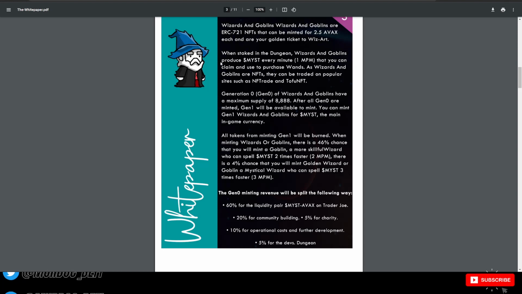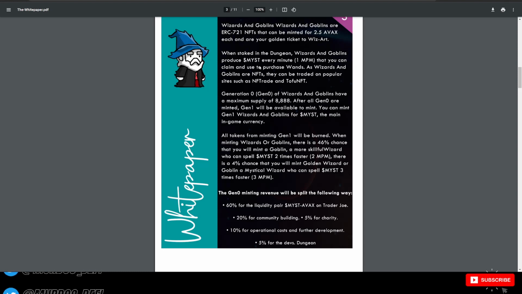So reading on here, when you have your NFTs staked into the dungeon, wizards and goblins can produce Mist every minute, or MPM, at the rate of one Mist per minute, that you can claim and use to purchase wands, right? As wizards and goblins are NFTs, they can be traded on popular sites such as NFT Trade and Tofu NFT as well, which are probably the two prominent NFT marketplaces on the AVAX ecosystem.